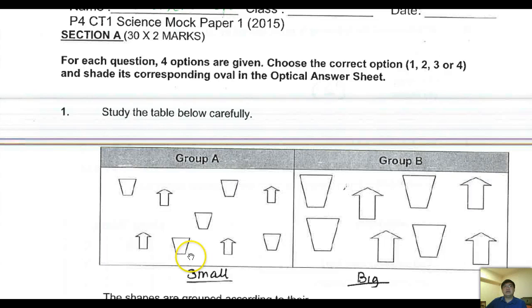Right, good morning. Let us start this P4 CT1 corrections. You have to continue to go through this paper, look over your mistakes and try to learn from them.